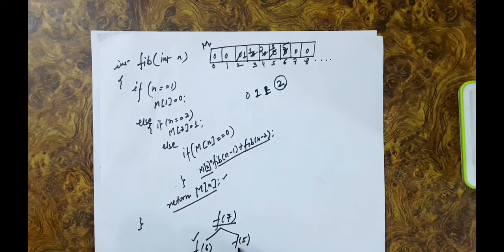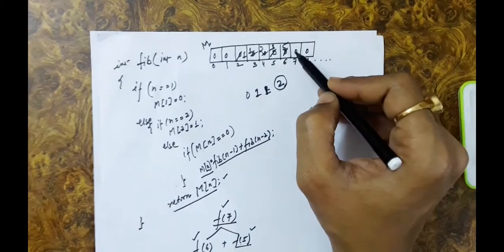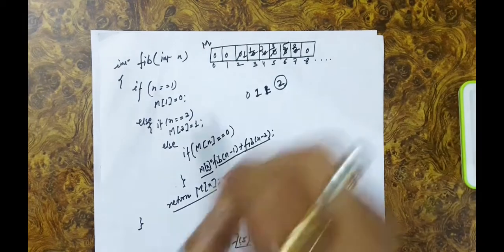And then this call will be made, f5. The value of n is 5 and the memory table at the fifth location is not empty, it's not 0. So we have already found the value there. So we will add this f6 and f5 both, and then we have the value of f7. So the value of f7 is set as 8.